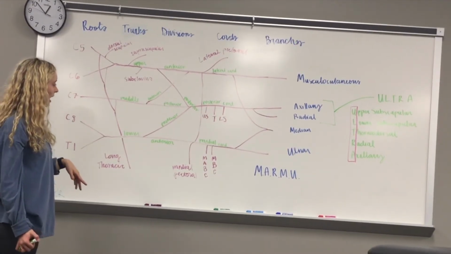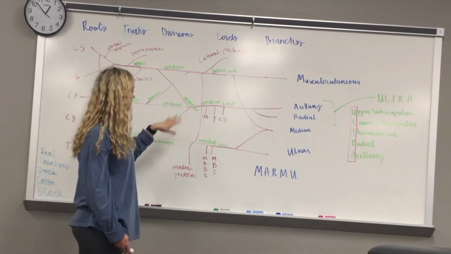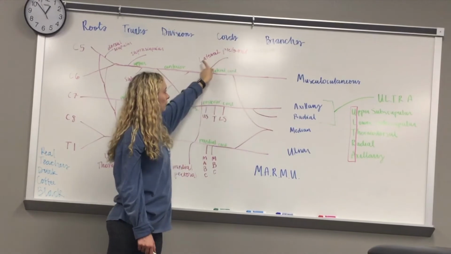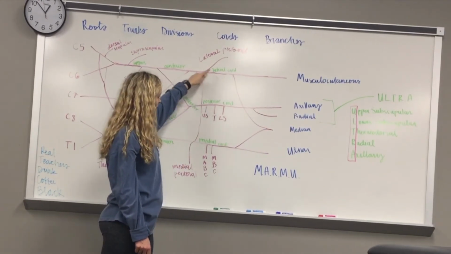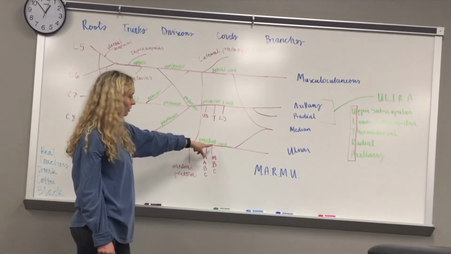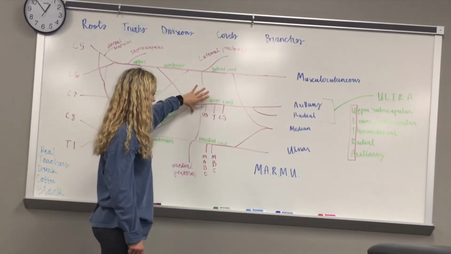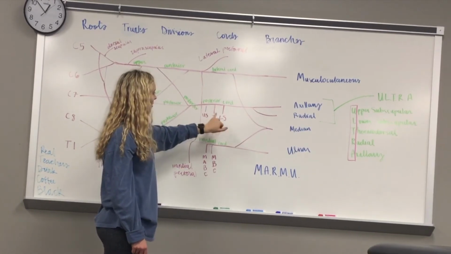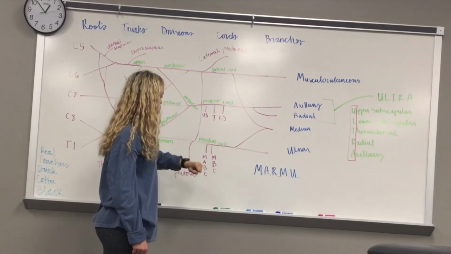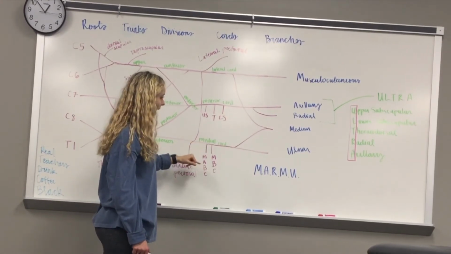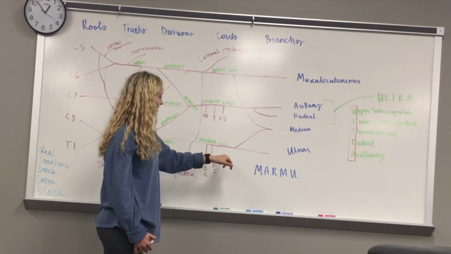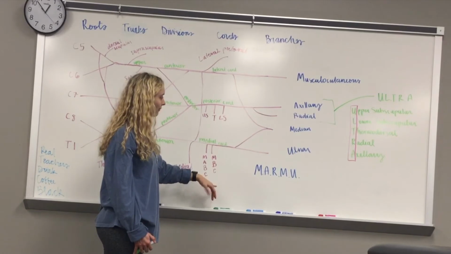Continuing on, we have some more contributions coming from the cord section. We have our lateral pectoral nerve coming from the lateral cord, which is connected to the medial pectoral nerve, which is coming from the medial cord. On the posterior cord, we have upper subscapular, thoracodorsal, and lower subscapular nerves. And on the medial cord, we have the medial antebrachial cutaneous nerve, as well as the medial brachial cutaneous nerve.